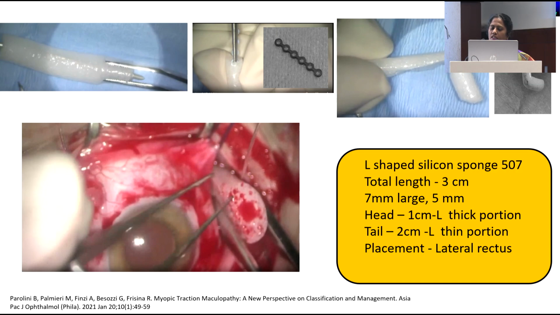So you identify, the most important thing is to identify the four muscles which we all tag. The superior oblique, inferior oblique, you must hook it, and then the placement is along the lateral rectus so that it goes underneath the macula. So this is a scleral sponge, which is a 507 sponge, and this is L-shaped. You make it L-shaped by using the titanium stent, which is being used.